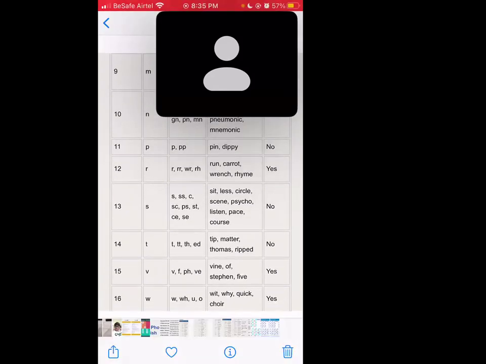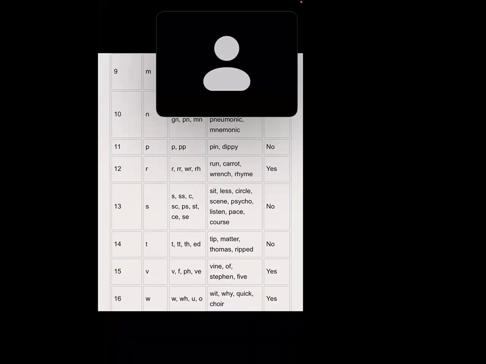All right, number 16, we have W. Now, this W is found in letters W, letter U, and letter O, in words like why, quick, choir. We also have the word one, as in number 1.